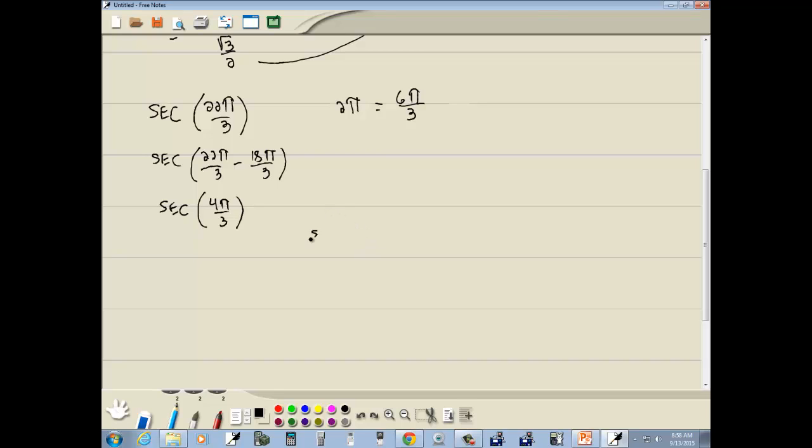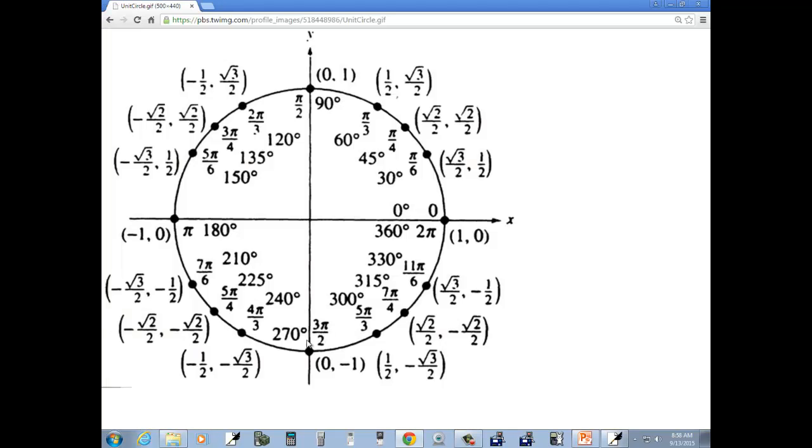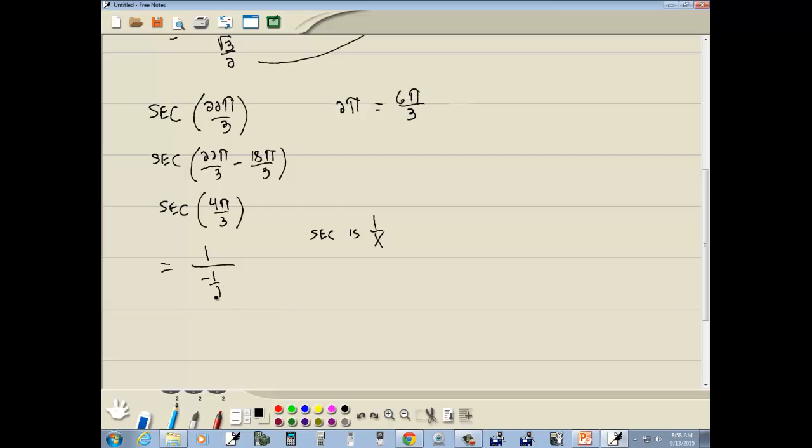Now remember, secant is 1 over x. So we're going to have 1 over, and we'll come down here, 4 pi over 3. The x is negative 1/2. So we'll put a negative 1/2 there. Now whenever you have a single fraction in your denominator, you can flip it and multiply it times your top part. So this becomes 2 over negative 1, which gives us negative 2. And that's our answer.